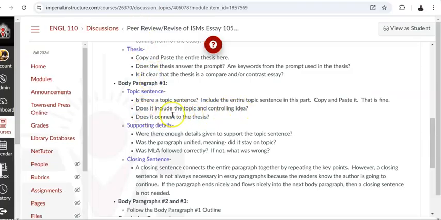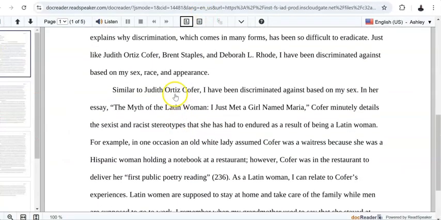Does it include the thesis? Yes. Does it connect to the thesis? Well, does it? Let's see. Cofer's in the thesis. Similar. He's using "just like," and now he's comparing. So yes, I think it connects very well to the thesis.